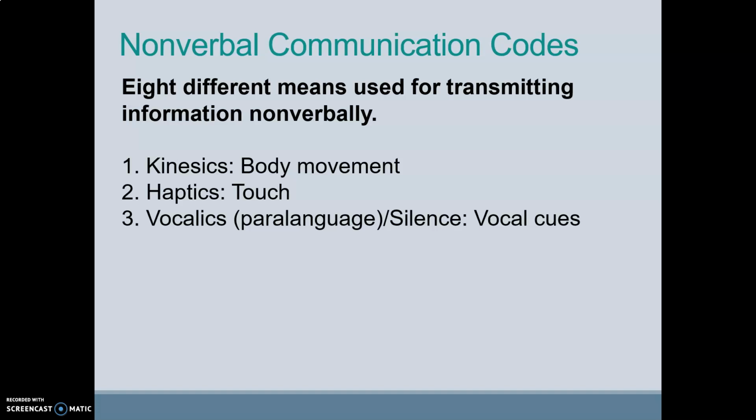And this could include lots of dimensions, such as our pitch, how high or low our voice is, how fast we speak, and it could even include silence. Sometimes people use silence to show their emotions, such as anger, even sadness. The fourth one we call it proxemics, that is your personal space.